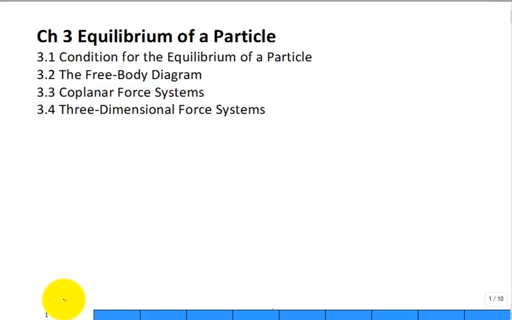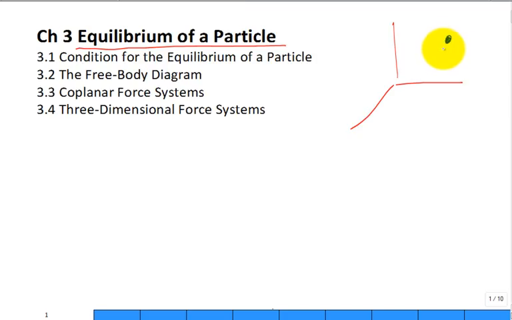Let's go ahead and jump into chapter 3. Chapter 3 is a very straightforward chapter. It's equilibrium of a particle. So in a three-dimensional coordinate system, somebody says, sketch a particle. What would it end up looking like? It would end up looking like one of these.